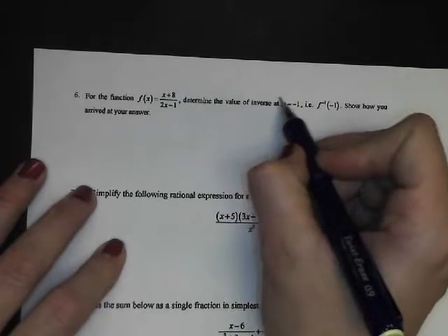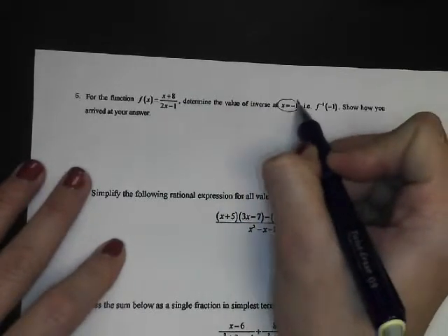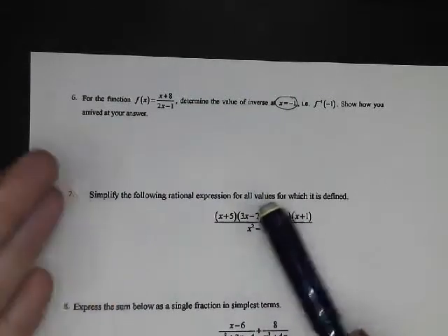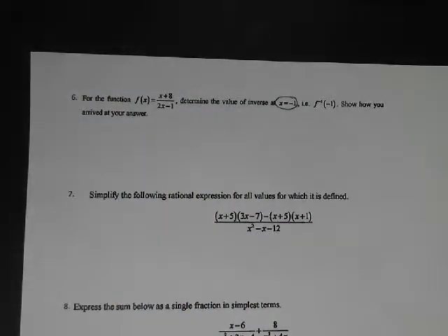Okay, the value of the inverse at x equals -1. So there's two ways you could do this. You could write your own inverse and then plug in -1.